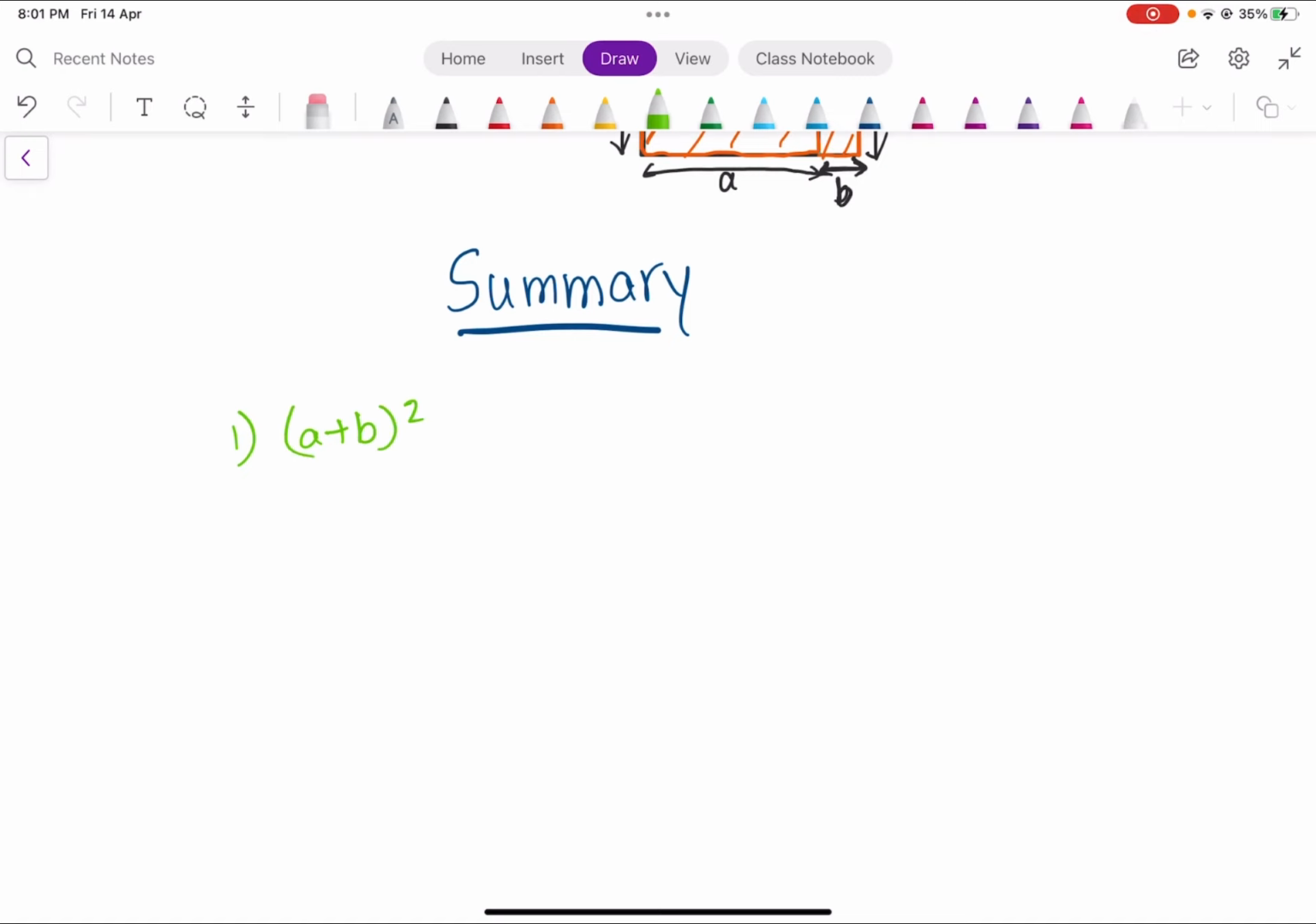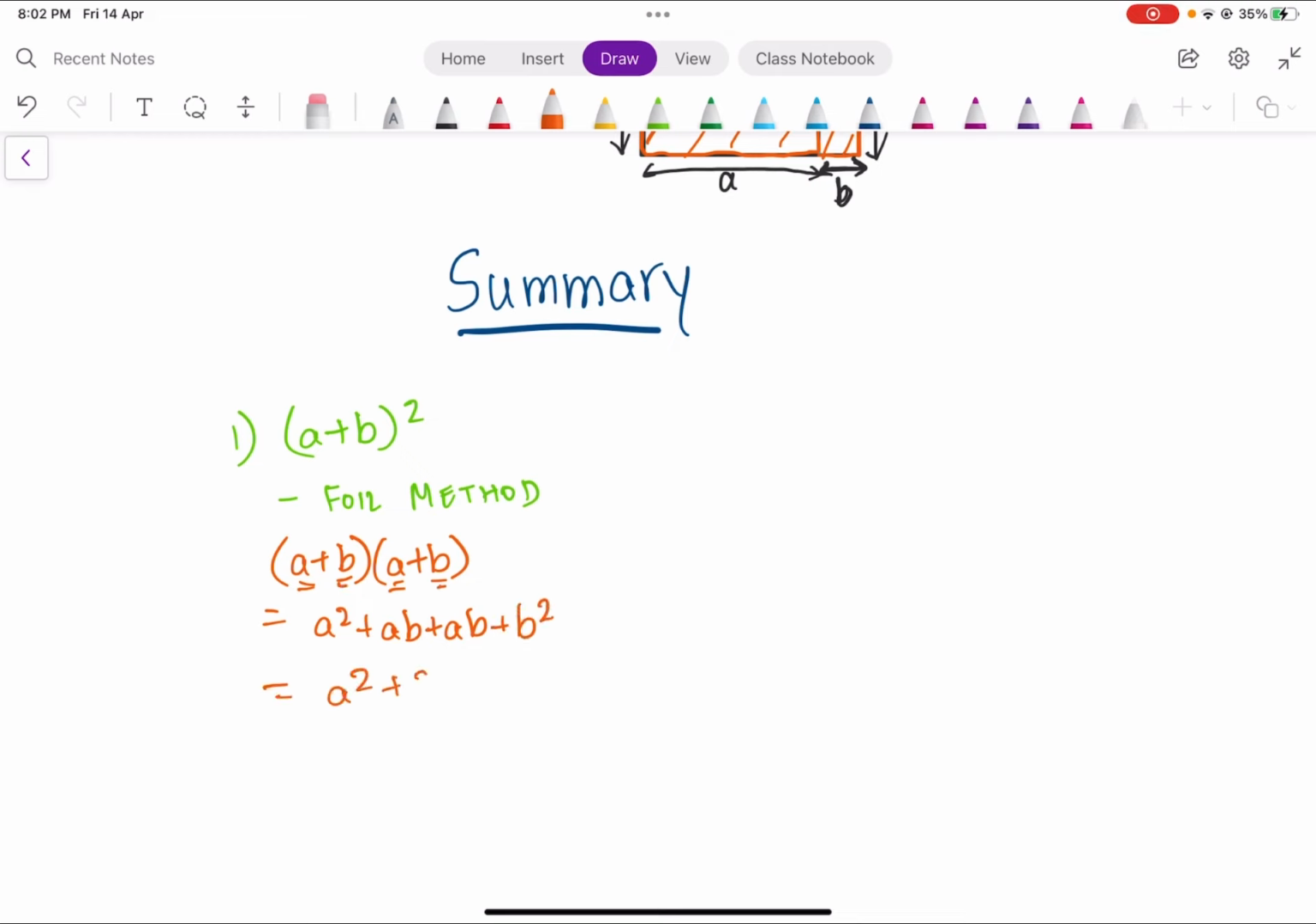That is using the FOIL method, where you simply multiply inside of the brackets. So a plus b times a plus b would be a squared, then a times b plus ab, then b times a plus ab again, and then b times b, which would be b squared, which gives us a squared plus 2ab plus b squared.